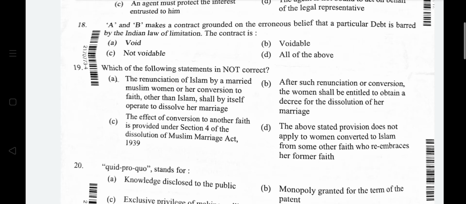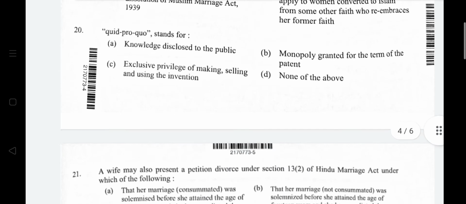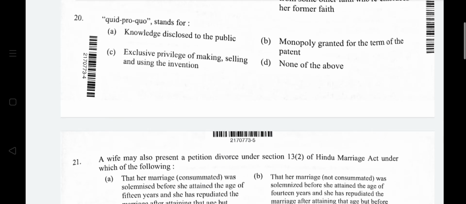Question number 20. Quid pro quo stands for A. Knowledge disclosed to public. B. Monopoly granted to for the term of the patent. C. Exclusive privilege of making, selling and using the invention. D. None of the above. B is the correct answer.